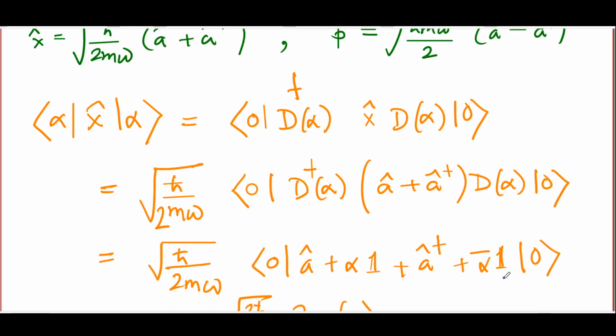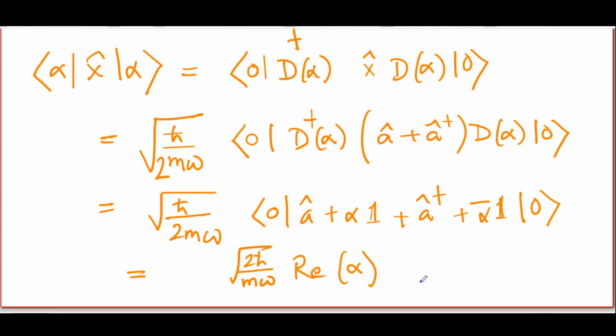And simply by using the results that carrying out d dagger alpha operator d alpha, this kind of similarity transformation on A and A dagger, has the results that we had just mentioned above, we simply get the expectation value of X as this. And by noting that A and A dagger, both of them have exactly 0 expectation value in the ground state, we are led to this final result for the expectation value of X.